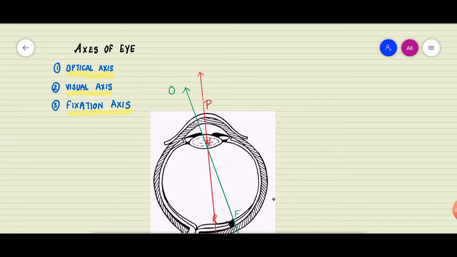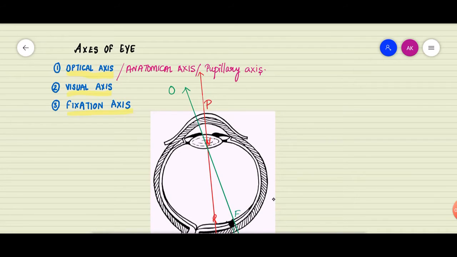Now, before I start telling you about these axes, the optical axis is also called the anatomical axis. And there are a lot of people who also call the optical axis the pupillary axis. So this is a very important point that you should remember, that the optical axis is also called the anatomical axis, also called the pupillary axis, right?